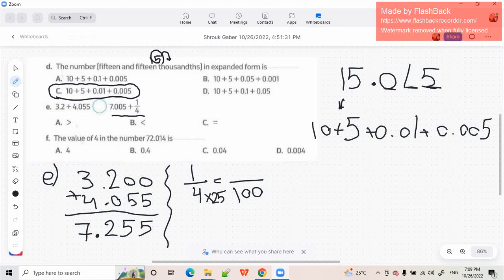25 plus 25 equal 50. So 50 plus 50 equal 100. Okay, and we know if we make times in the denominator, we must make times in the numerator. So I will make times 25. Now the fraction is 25 over 100. Okay, now we can write this fraction as a decimal. 25 hundredths is 0.25.